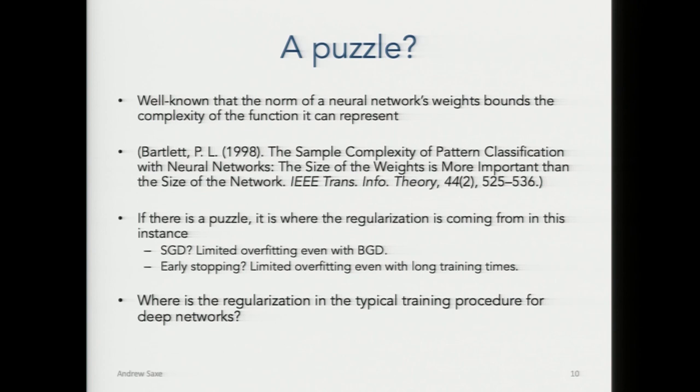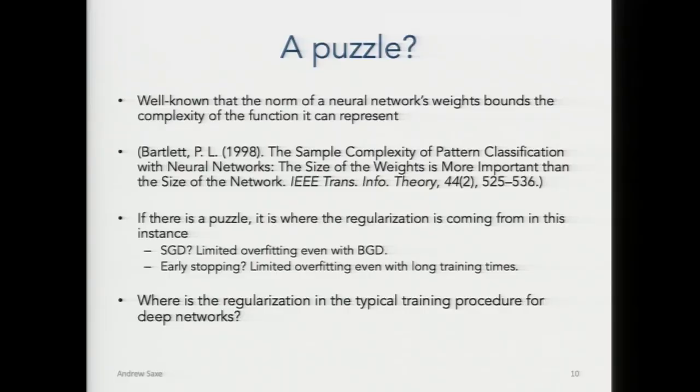And so if your training procedure tends to favor solutions with smaller weights, then training these massive models is actually OK, because you have this implicit regularization. So the puzzle here, really, is where does the regularization come from? Because there's nothing that I explicitly told you about where I said I'm trying to find networks with small weights. I just trained the thing, and it seemed to work well. So where does this come from?